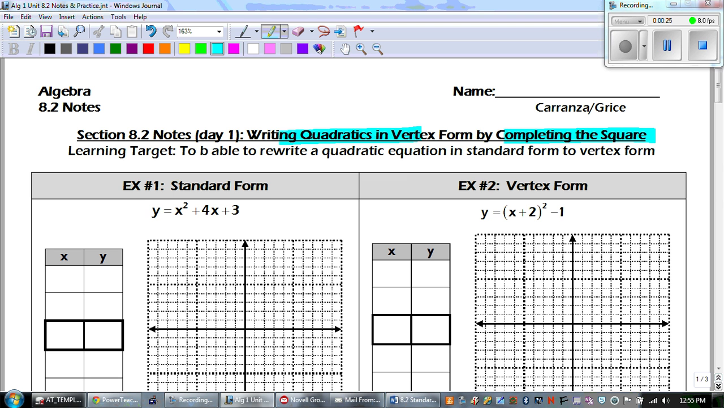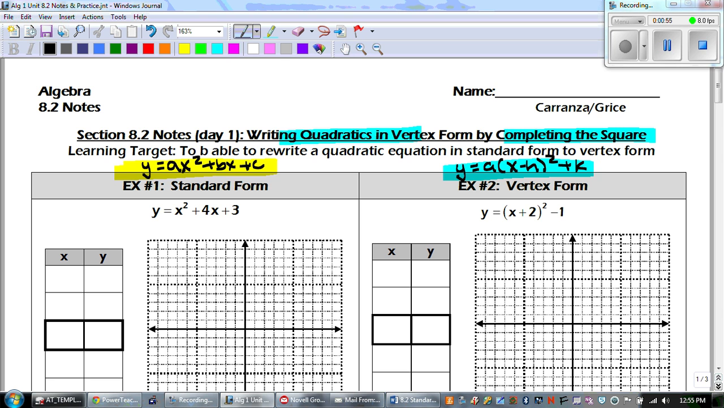Okay, so quick reminder on standard form. We've talked about this a lot. y equals ax squared plus bx plus c. And then on the right-hand side, when we're talking about vertex form, y equals a times parentheses x minus h squared plus k.